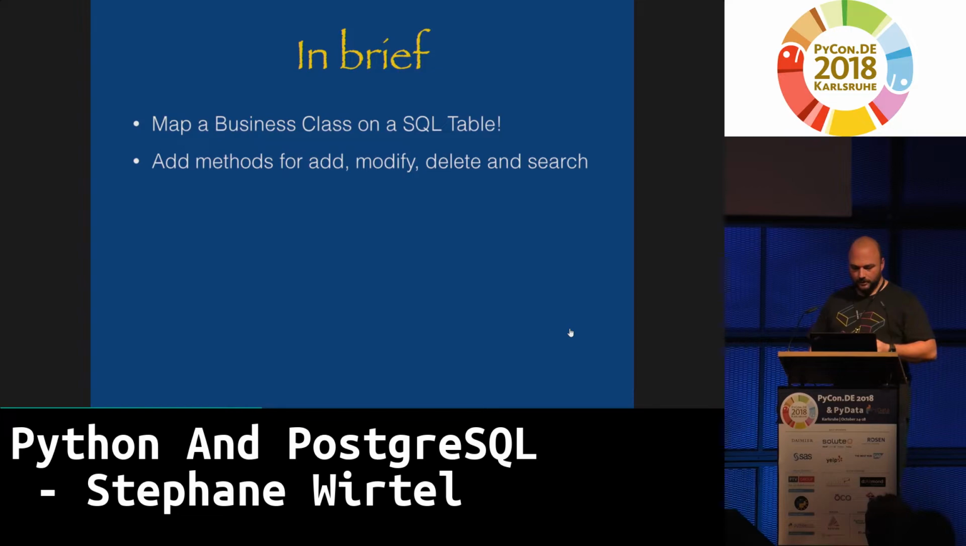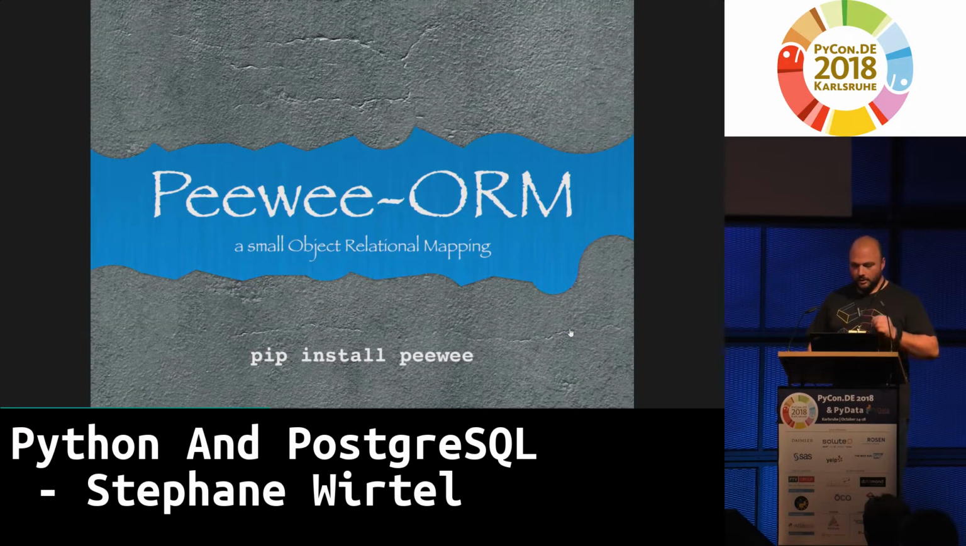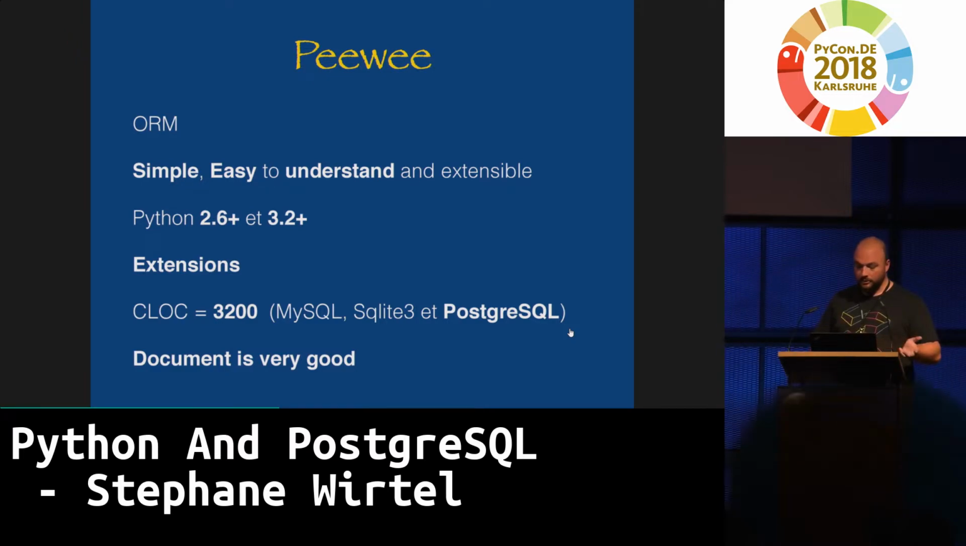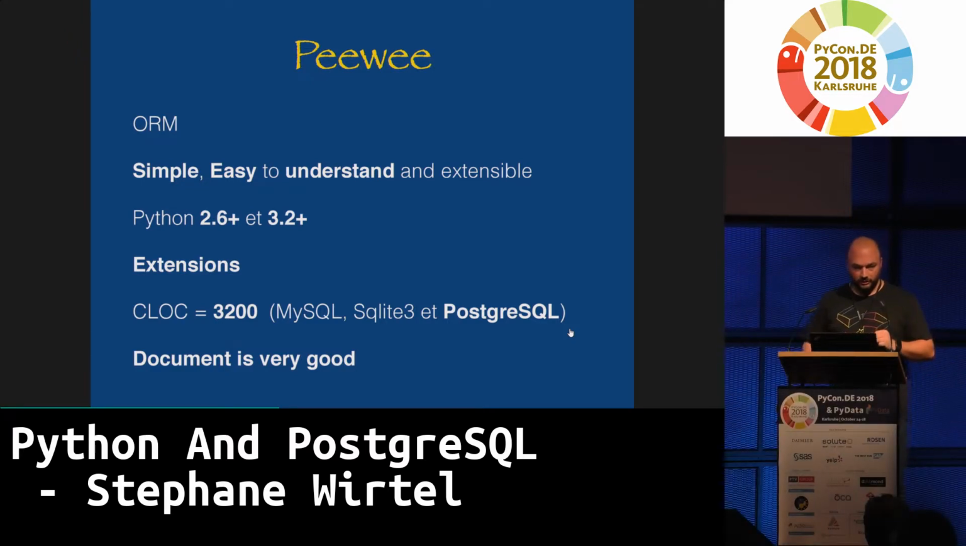In brief, we can map a business class on a SQL table, and of course, we can add some methods for addition, modification, deletion, and search. It's just an ORM. So we have an example with Peewee. Peewee is a small ORM, maybe 3,000 lines of code. It supports MySQL, SQLite, Postgres, and maybe another database. And the documentation is very good.